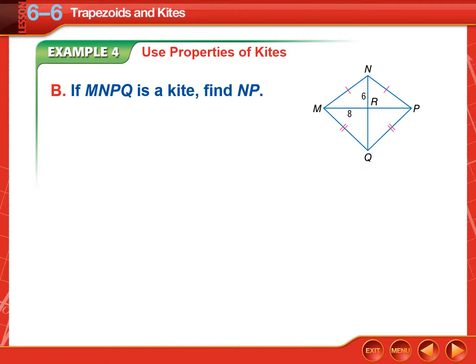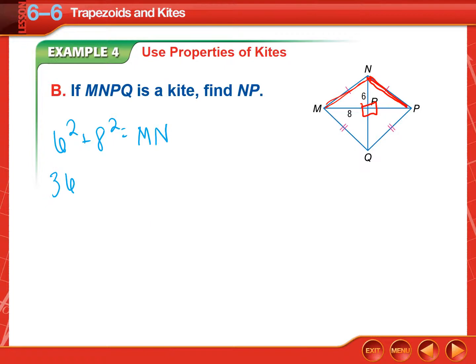All right, last problem, we have that if MNPQ is a kite, find NP. So since this is a kite, we know that we have 4 right angles. The diagonals are perpendicular to each other. So that means that MN is going to be a hypotenuse. So let's find MN by using, since it's a right triangle, the Pythagorean theorem, and say that 6 squared plus 8 squared is equal to MN.